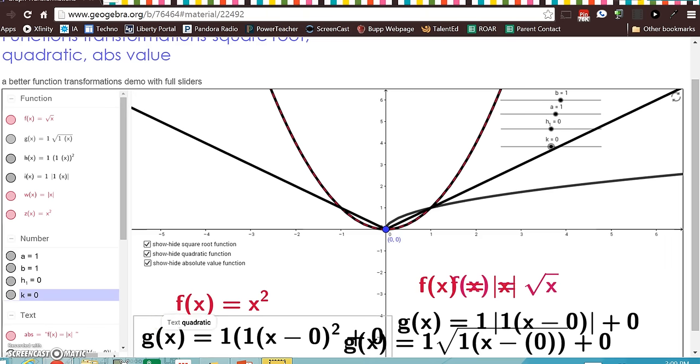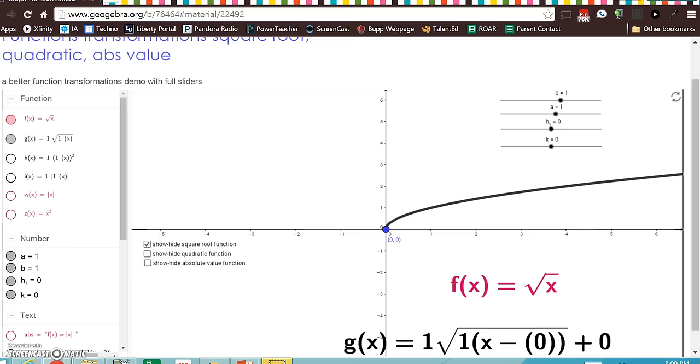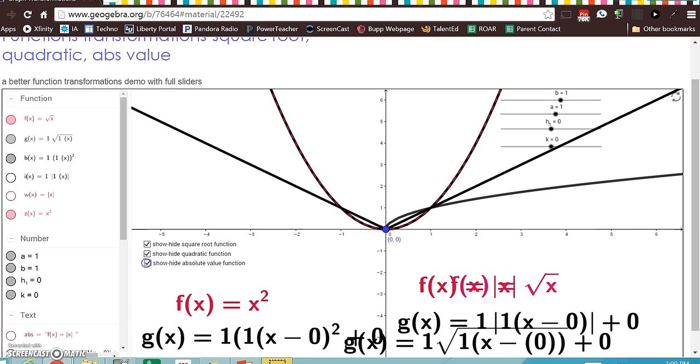If you notice in here, I have a square root graph. It's right there. I also have a quadratic, and I'm going to show an absolute value. If you look here on the left-hand side, you can see all the functions. The square root one is g of x, h of x is the squared one, and i of x is the absolute value. So what I'm going to do is slide these things.